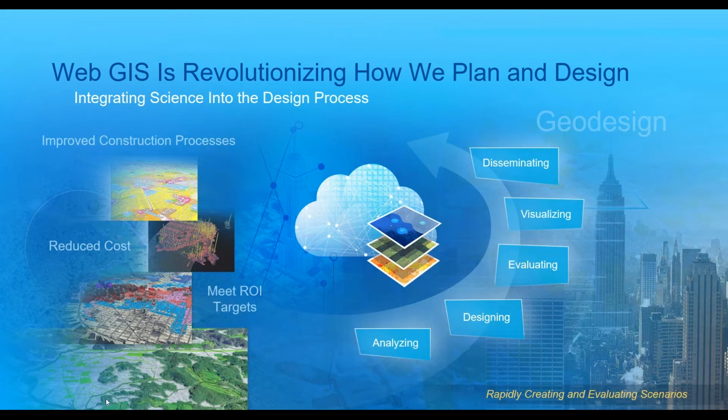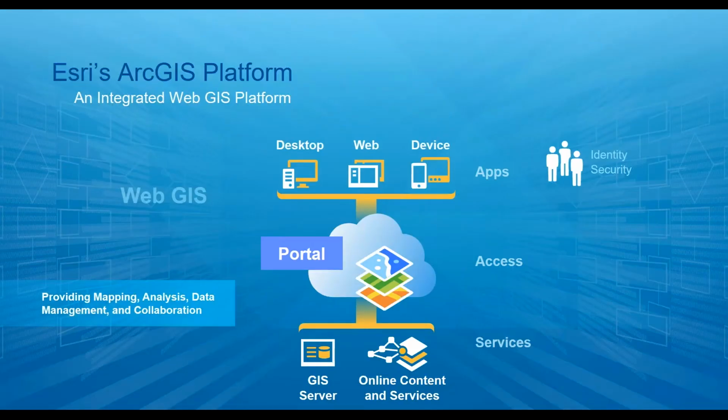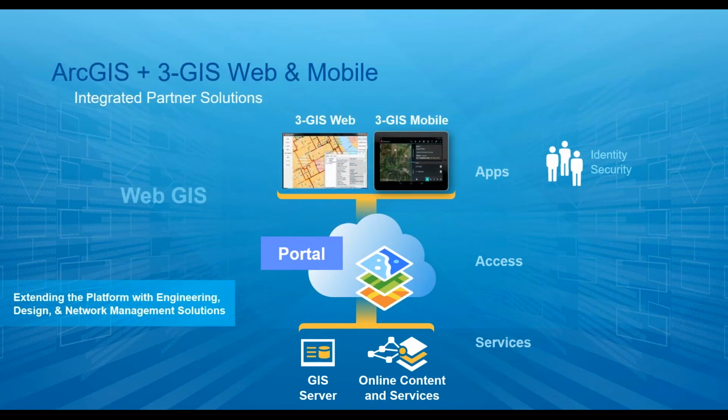And so Esri offers a complete and integrated web GIS platform called ArcGIS. And ArcGIS provides these mapping, analysis, and data management capabilities to the entire organization through a services-oriented architecture. And this type of architecture can really increase collaboration, again, from the beginning plan to the engineering design to the construction and the management of the entire process.